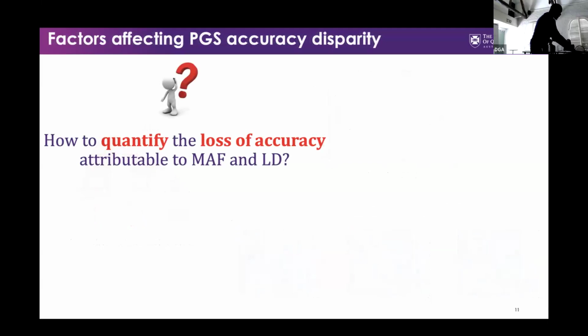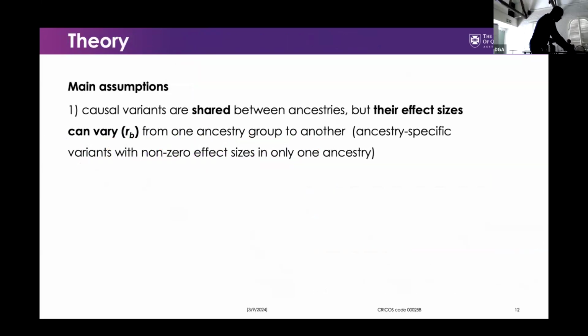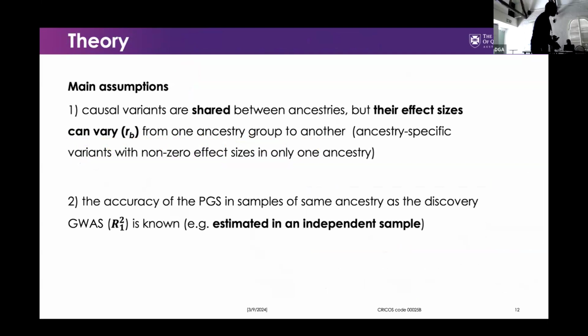So this is exactly what I just said: how to quantify the loss of prediction accuracy that is only attributable to allele frequency and LD differences between populations. Here we're assuming that everything is the same, causal variants are the same, effect sizes are the same, it's just that we have those differences because of demographic history. This paper was published in 2020, so if you want to have a look at more specifics of the paper, we can come back to that. But in this paper, we essentially made two assumptions.